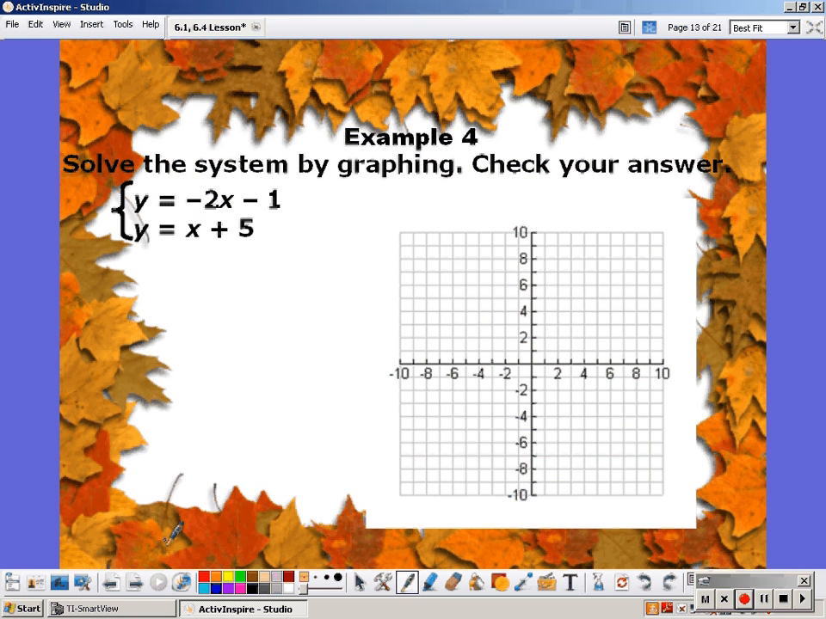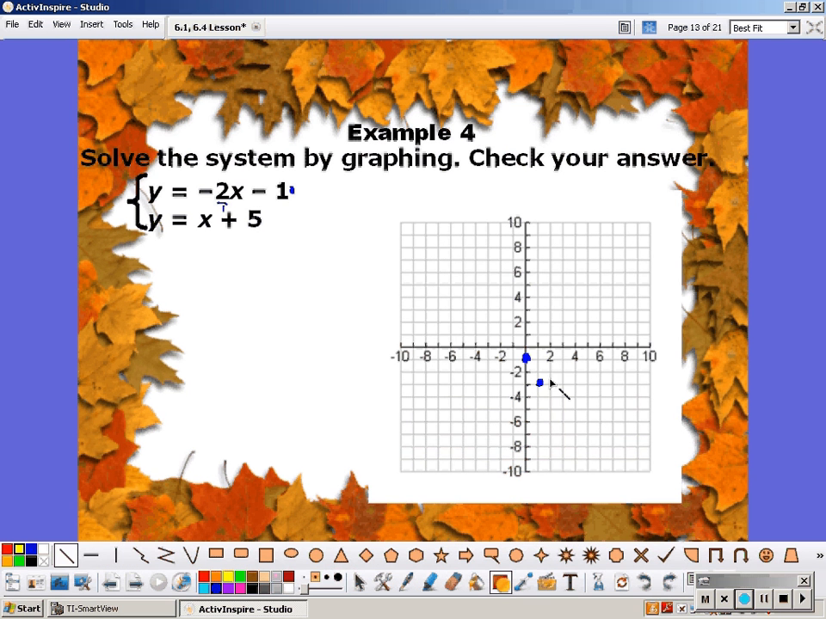Let's try another one. Let's graph this line. We'll graph this one in blue. So negative 1 is our y-intercept. And then our slope is negative 2 over 1. So we drop 2, and we go to the right 1, and we put another dot. And we want to connect those lines super straight.